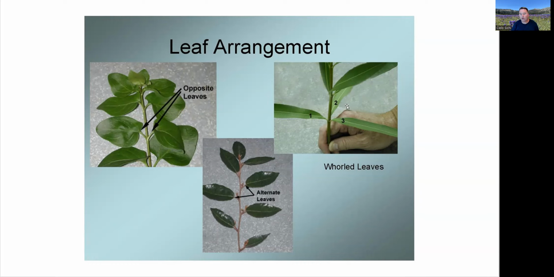and finally whorled. Okay, sometimes it's more than just three, but an example of whorled leaf arrangement is oleander. Okay, and this person is holding an oleander stem, so they're whorled around it.